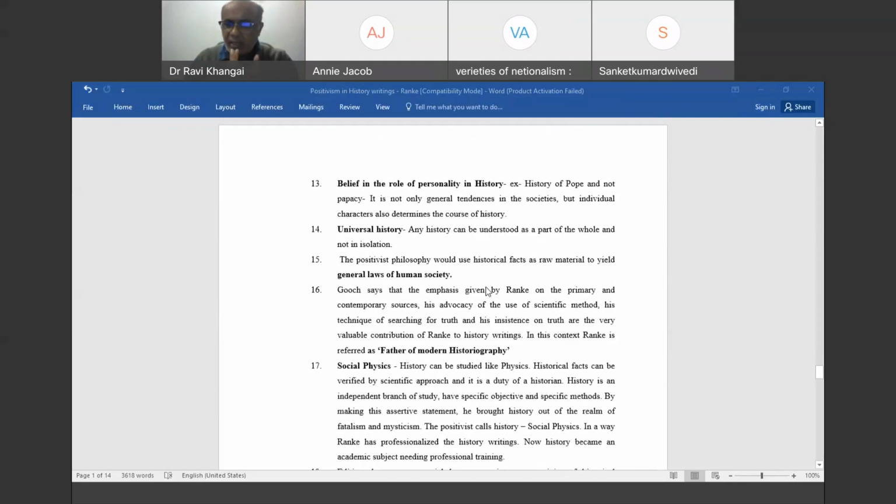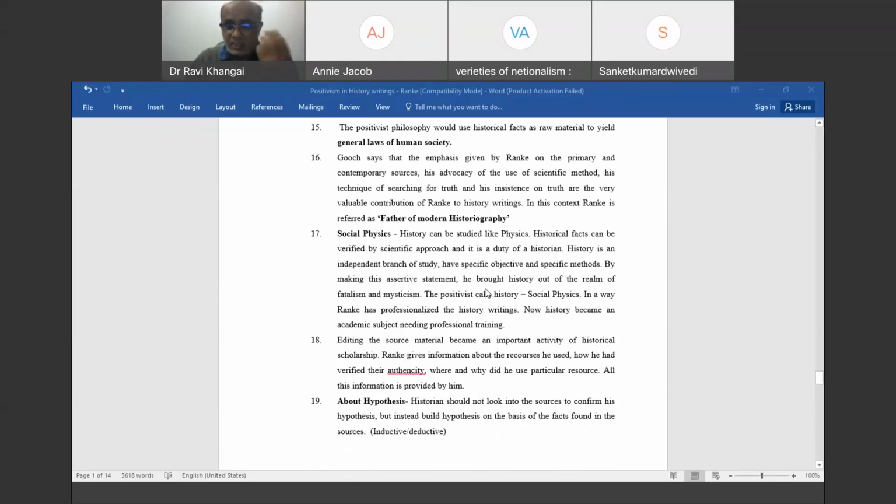This is over. Because of his work, because of his contribution of giving a scientific basis to history writing, Ranke is called the father of modern historiography. History can be studied as social physics. That is what he says.